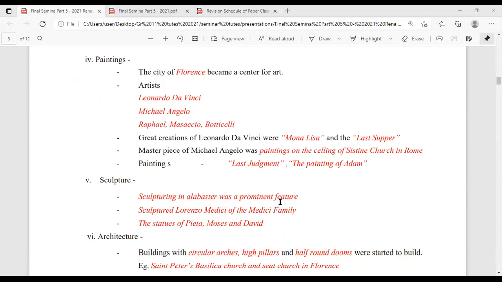Sculpturing in alabaster was a prominent feature. Michelangelo sculptured Lorenzo de' Medici of the Medici family, the statue of Pieta, and Moses and David. Even in architecture, buildings with circular arcs, high pillars, and half-round domes were started to be built.